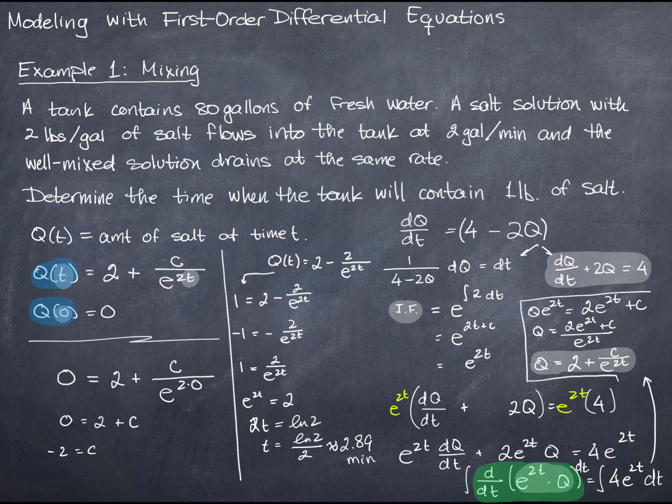There's my final answer. It takes 2.89 minutes for the amount of salt in the tank to go from nothing to exactly 1 pound if the rate of the flow in is 2 gallons per minute and the amount of salt per gallon is 2 pounds per gallon. So that's a mixture problem. It's similar to the one we did in the earlier section, but it's a little different in what we were looking for here.